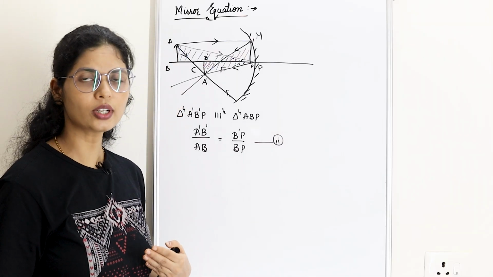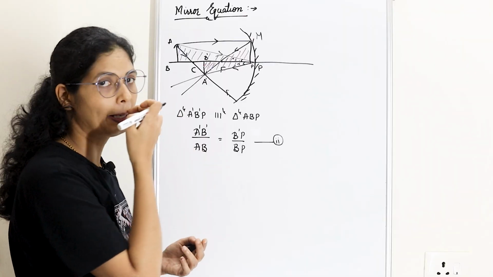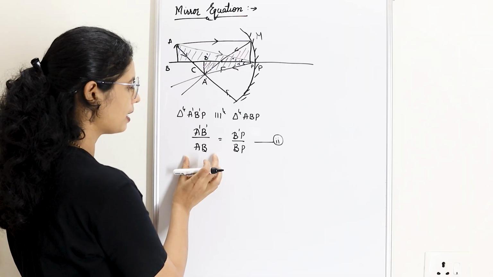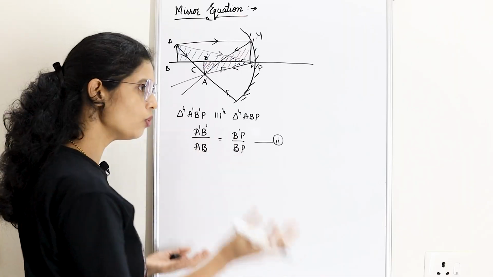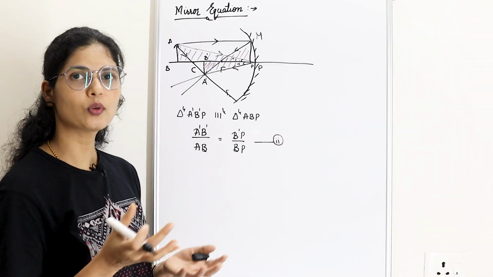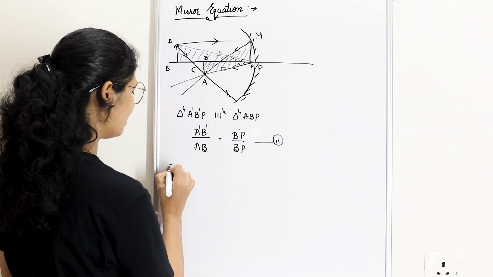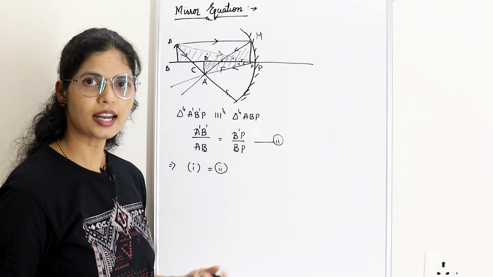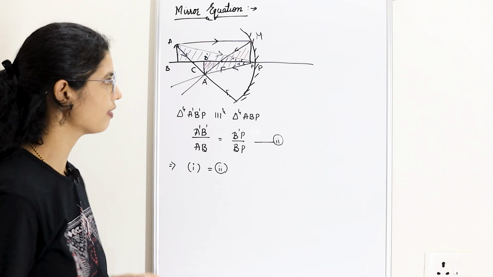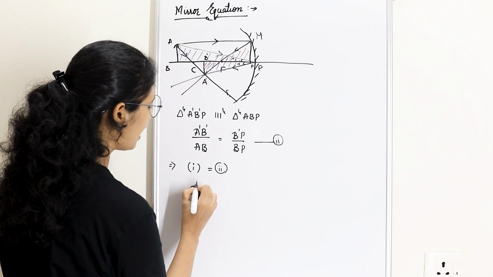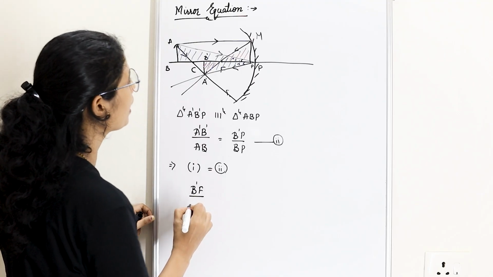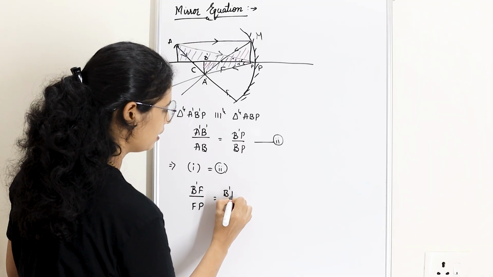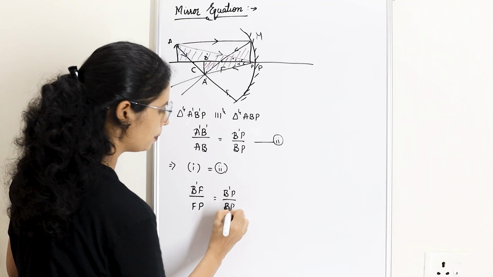If you look into two equations, equation 1 and equation 2. What does equation 1 say? A dash B dash divided by AB equals to something. Equation 2 also says A dash B dash divided by AB equals to something. So can I take it as equation 1 equals to equation 2? Right, I can take it, right? So what are we left with? We are left with B dash F divided by FP equals to B dash P divided by BP.